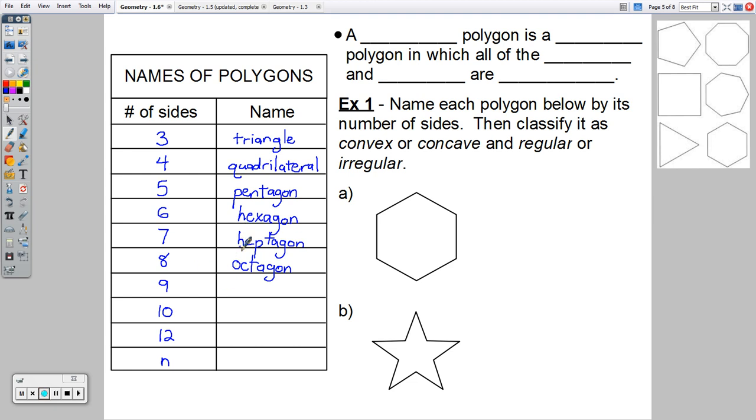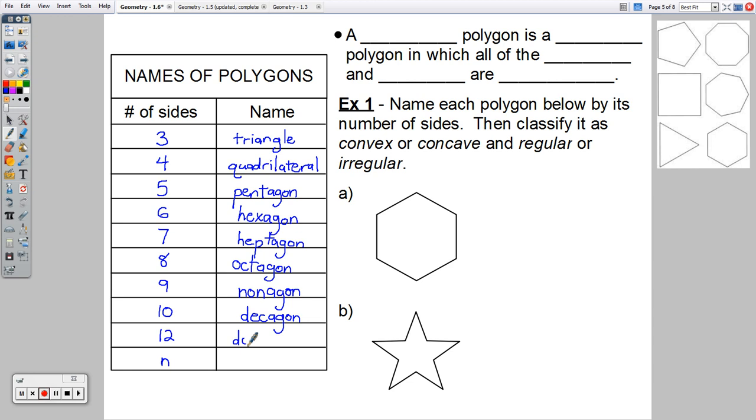7 I remember because of the heptathlon. I'm a big track and field Olympics guy. The heptathlon is the 7 event track and field event that they do over the course of a couple days that the women do. 9 is a nonagon. 9 and non kind of sound alike. That's how I remember those two. A decade has 10 years. A decagon has 10 sides. A decathlon has 10 events. So that's how I keep those straight.